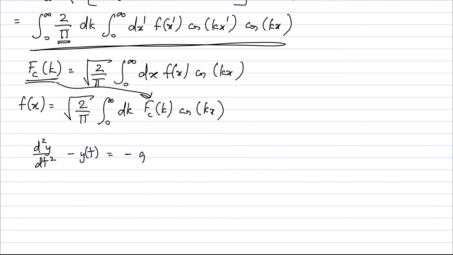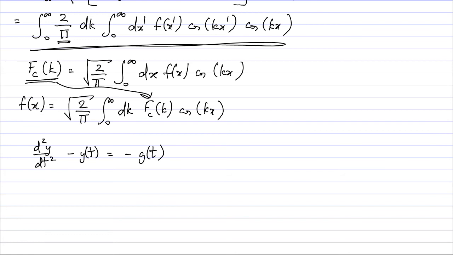For future convenience, I write the function on the right hand side, the non-homogeneous term, as minus g of t rather than simply as g of t. That will just cancel a number of minus signs along the way. g of t is just an arbitrary function.